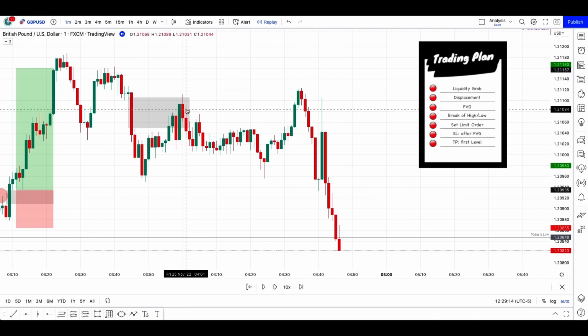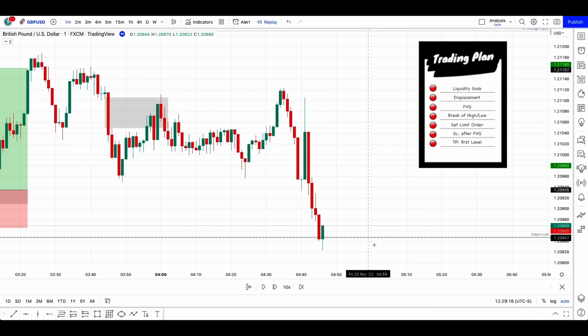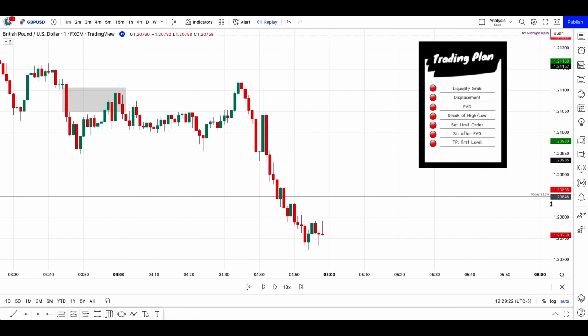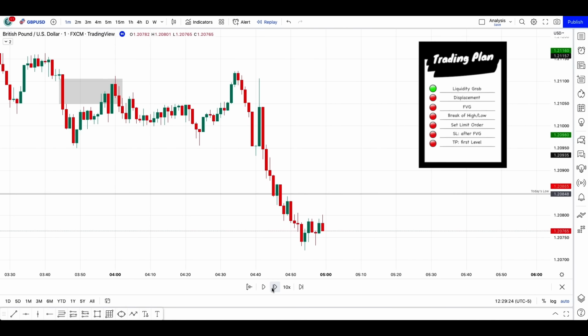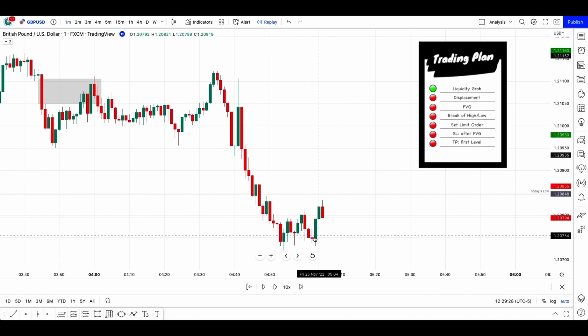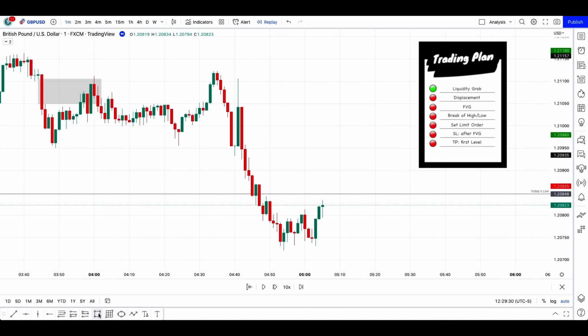But you can see that it could have worked pretty well. And then we're not too far from the end of the London session, which is around 5 a.m. We went to take out the 2 days low. Let's check if we have a displacement from this point. So yes, we did have a small displacement right there. We have this small fair value gap and we took out this high right there.